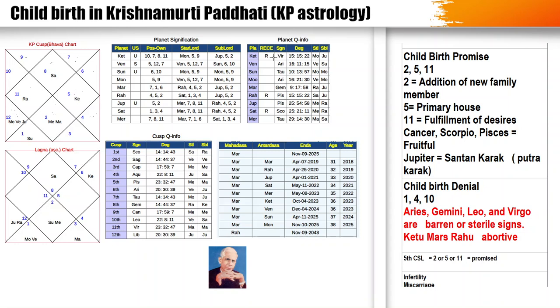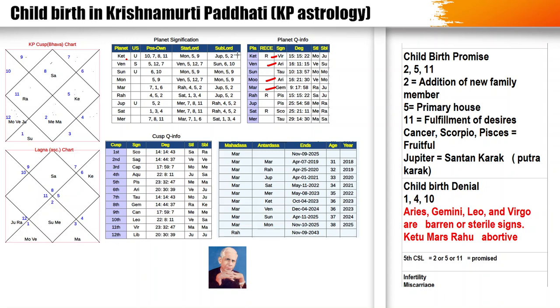So we know that Ketu is in Virgo, right? So Ketu is in a barren sign. And then Venus is also barren. Moon is also barren. And then Mars is also barren. So when you start reading Ketu, you see abortive planet Ketu deposited in a barren sign, in the star of Moon, that itself is again deposited in a barren sign.